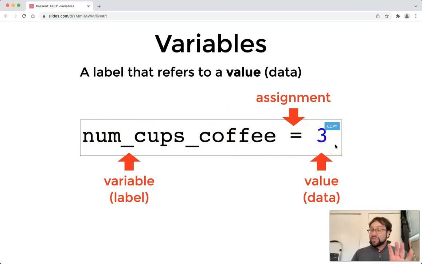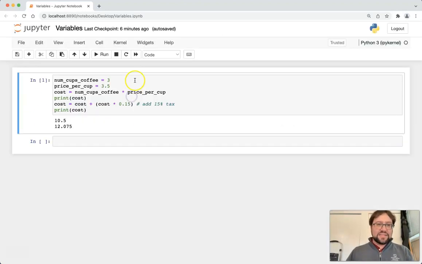That assignment, that equal symbol, gets a little bit awkward. I've heard some people use the word gets when reading this. They might say that num cups of coffee gets a 3, which is not terrible, pretty good language. But again, that's how we assign a value to a variable. Once we've done that, we can then use that variable in different places throughout our code. We can use that name as a placeholder to refer to that particular value.